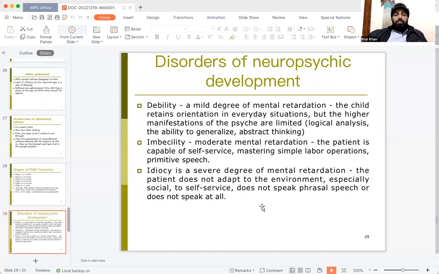Disorders of neuropsychic development are debility, imbecility, and idiocy. Debility is a mild degree of mental retardation, moderate mental retardation is imbecility, and a severe degree of mental retardation is idiocy. The patient does not adapt to the environment, especially social, does not speak in phrases, or does not speak at all.